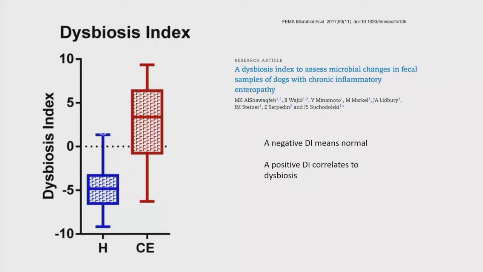But as you can see from this particular graph, there still is quite a lot of overlap. And there probably is some geographical variation, or potentially breed variation, that hasn't been fully elucidated yet.